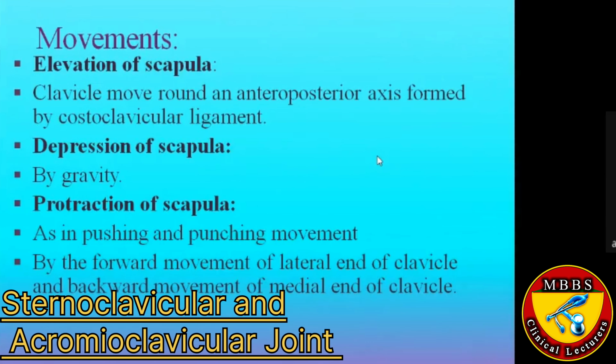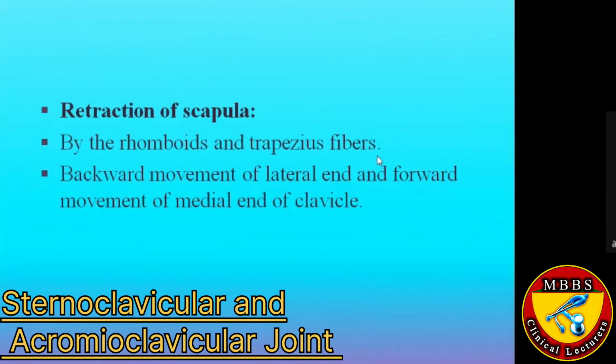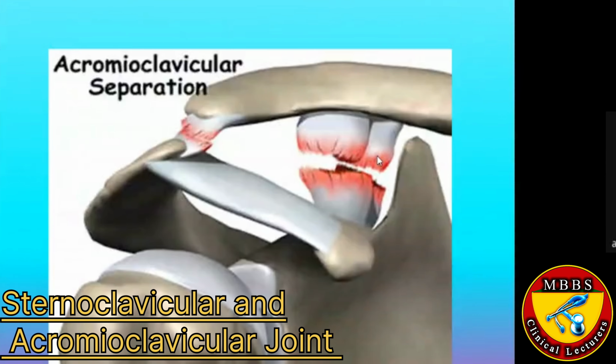If you look at the movements of the acromioclavicular joint, it is responsible for the elevation of the scapula. The clavicle moves around an anterior-posterior axis formed by the costoclavicular ligament. It also helps in the depression of the scapula through gravity, and the protraction of the scapula, as in pushing and punching movements, by the forward movement of the lateral end of the clavicle and the backward movement of the medial end of the clavicle. Then there is retraction of the scapula, which is helped by the rhomboids and the trapezius fibers, with the backward movement of the lateral end and the forward movement of the medial end of the clavicle.